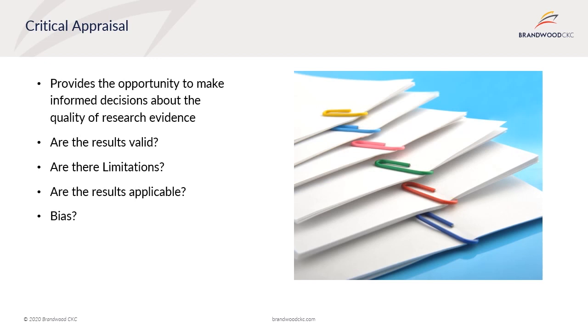Is the patient population appropriate to the objective of your literature search? If the study was referring to patients of a certain age group, but your device is used on another age group, are you still able to use those results? And lastly, was there any bias?